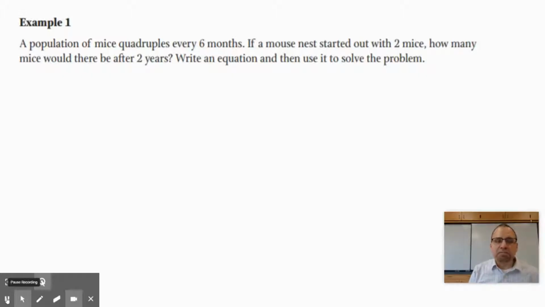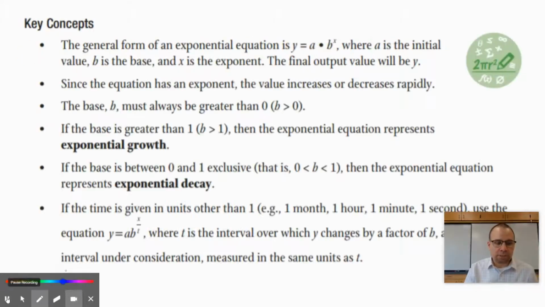A population of mice quadruples every 6 months. If a mouse nest started out with 2 mice, how many mice would there be after 2 years? Write an equation and then use it to solve the problem.